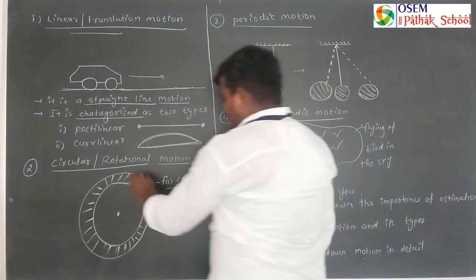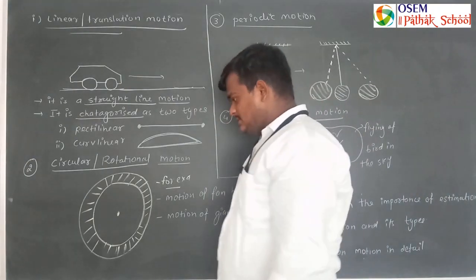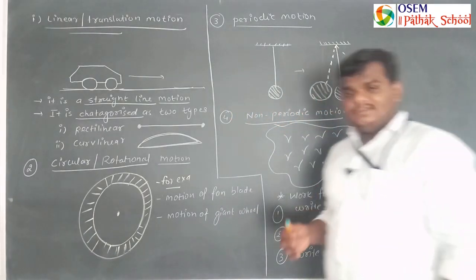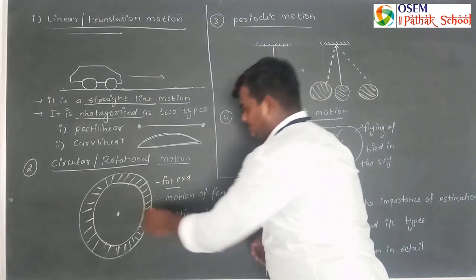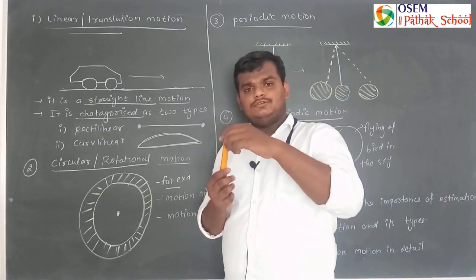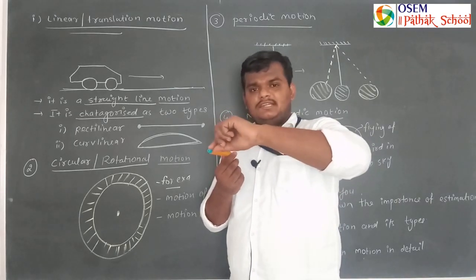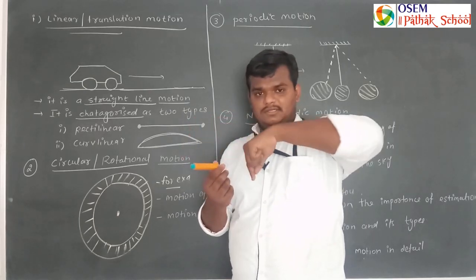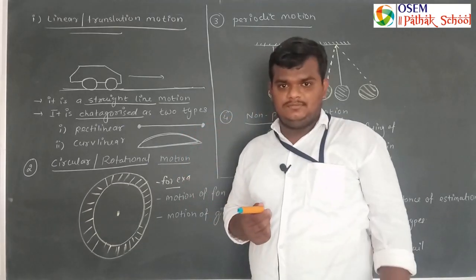Second is circular or rotational motion. Circular or rotational means an object which is moving around any particular point. Suppose this is my point, and with respect to this point one object is constantly moving without changing its distance. This motion is considered a circular or rotational motion.